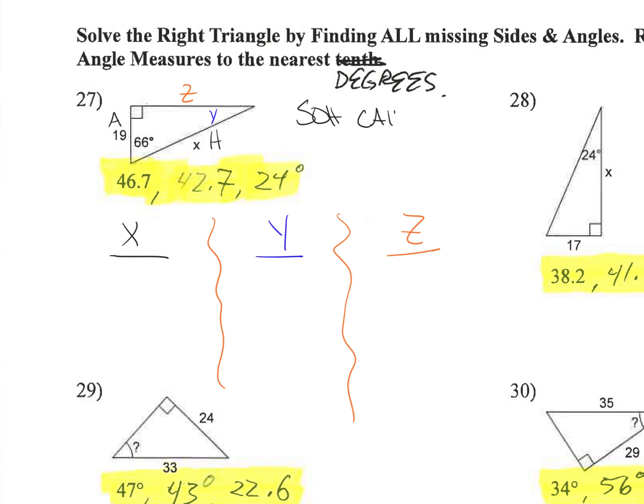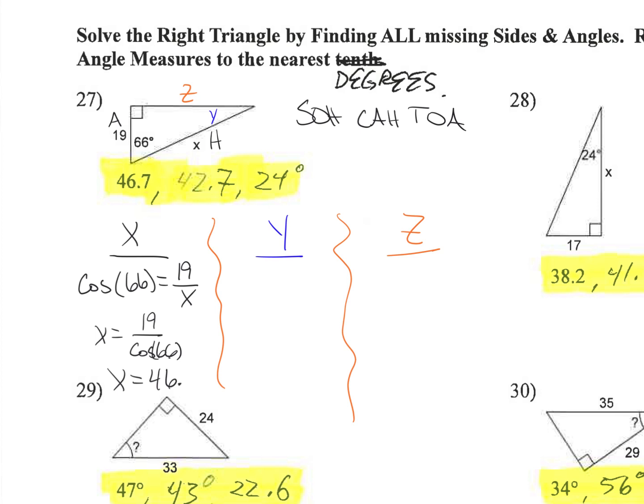SOHCAHTOA. Which am I going to use if I'm using A and H? CAH. So it's going to be cosine of the angle 66. The A is 19, adjacent, and the hypotenuse is X. X is on bottom. Do I multiply or divide? Divide. So it's going to be X is equal to 19 divided by cosine 66. Tell me what you get when you get that. 46.7.